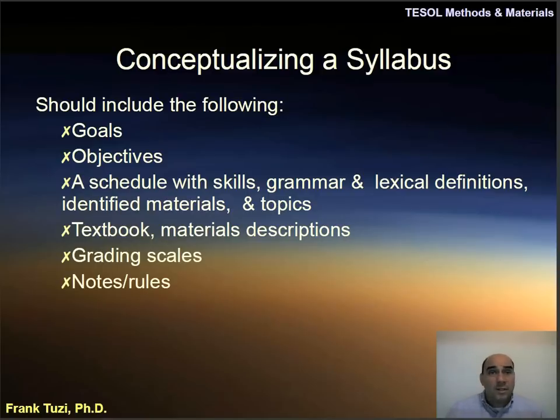Well, there are goals, again, broad reaching for the course. There are objectives, specific, measurable and attainable goals that should be in the syllabus. You should have some form of a schedule that includes the skills, the lexical definitions, the materials, and the topics. All that should be somehow listed in there so that they know. You should list all textbooks and materials that your students are going to be required to have. You should have a grading scale, notes, and rules.